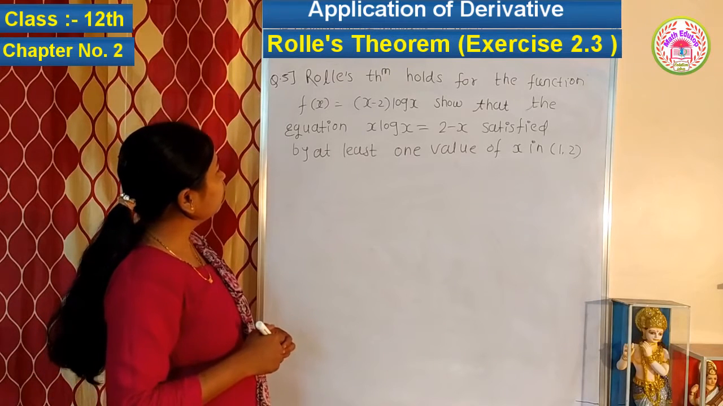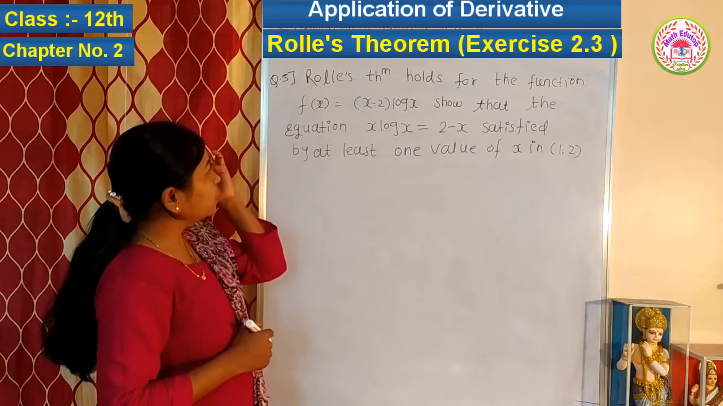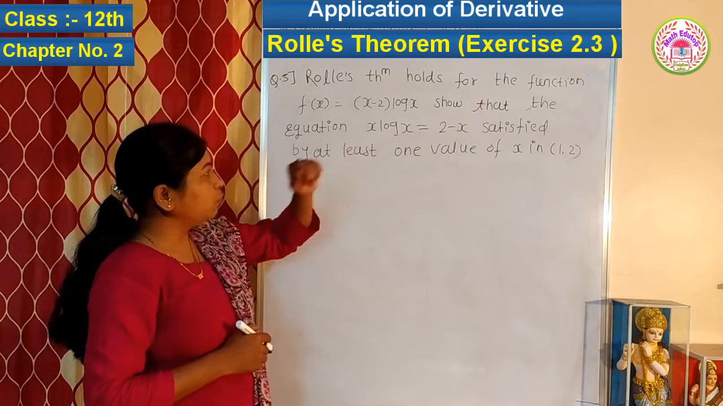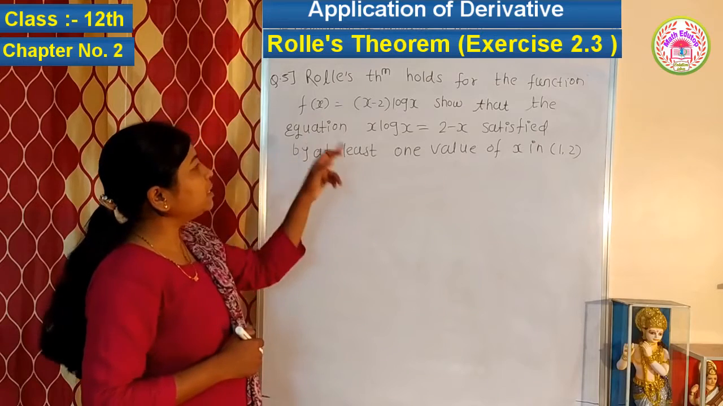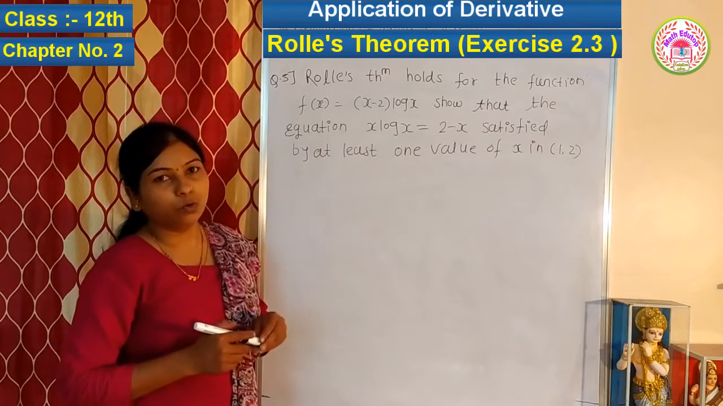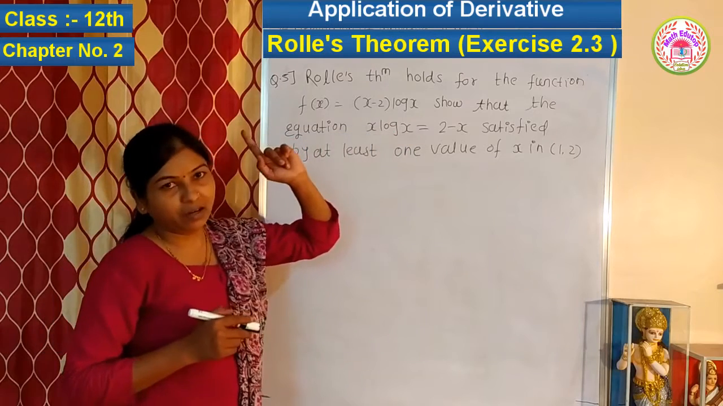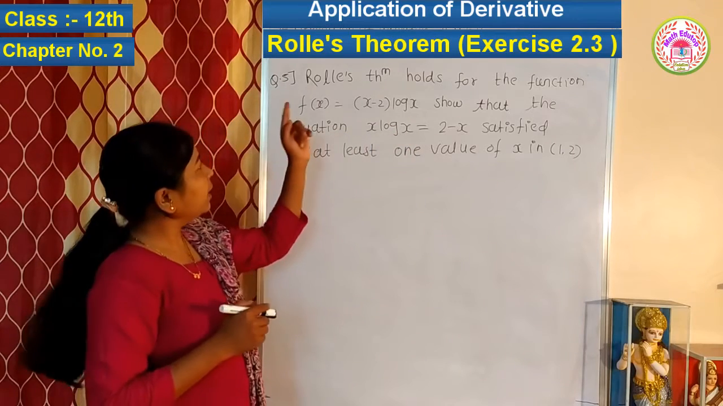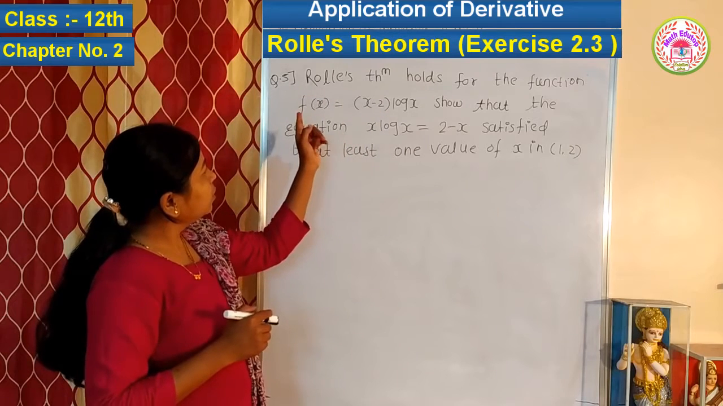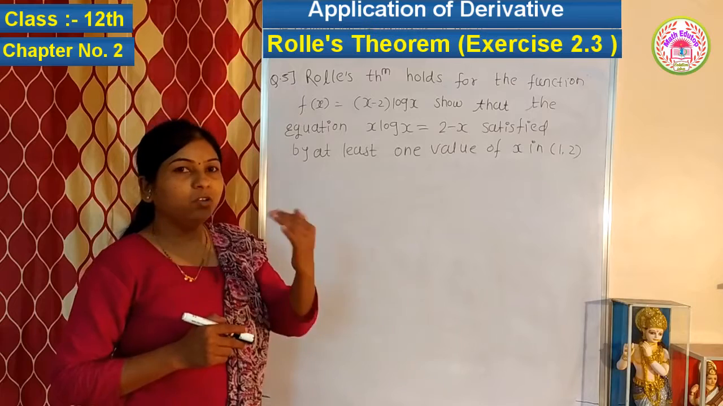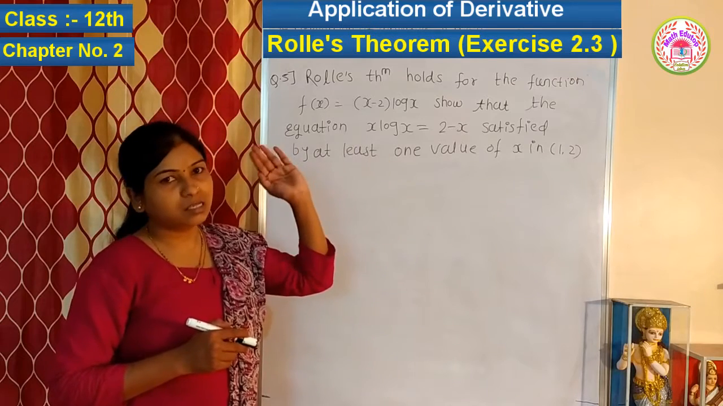the function f of x is equal to x minus 2 into log x, show that the equation x into log x is equal to 2 minus x is satisfied by at least one value of x in the open interval 1, 2. Interval 1, 2 पे at least one value पे this equation is satisfied, okay, वही show that करना है। तो क्या है, गिवन Rolle's theorem holds for the function, ओके, Rolle's theorem is hold, मतलब all the conditions of Rolle's theorem already satisfied.